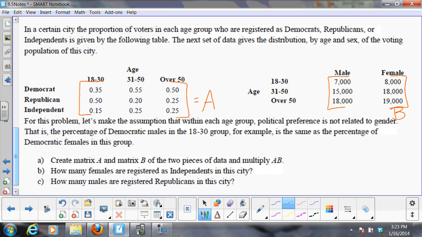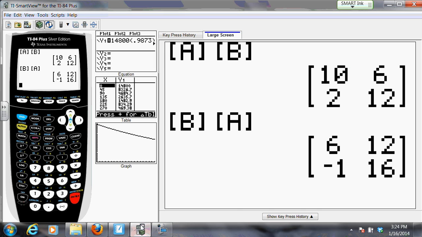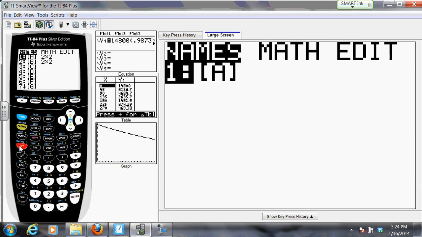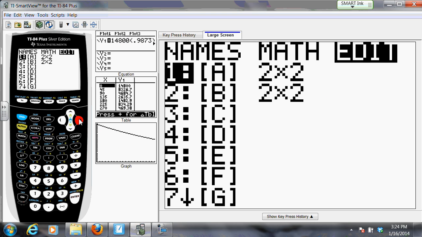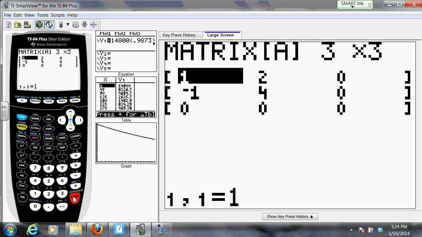So it says create a matrix A and matrix B. Here's our matrix A and matrix B right there. It says multiply AB. Well, this is a 3 by 3, and this is a 3 by 2. Since these match, we can multiply them. We're going to put those in the calculator as well.